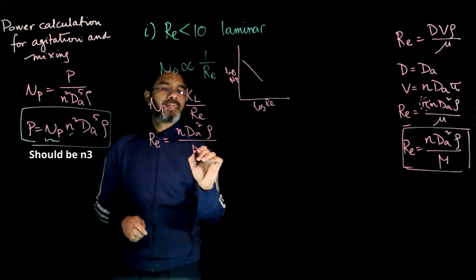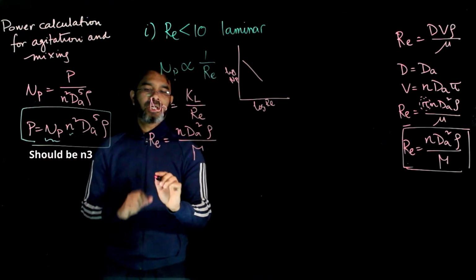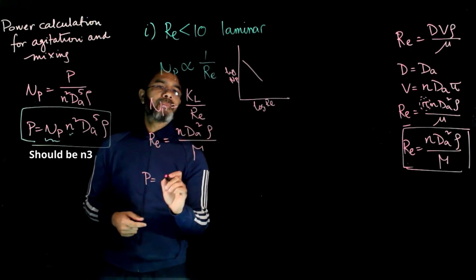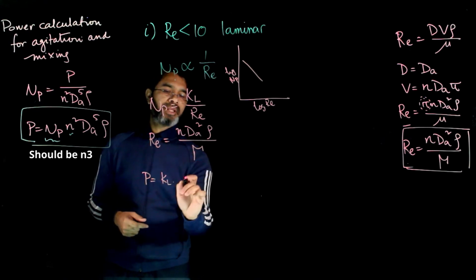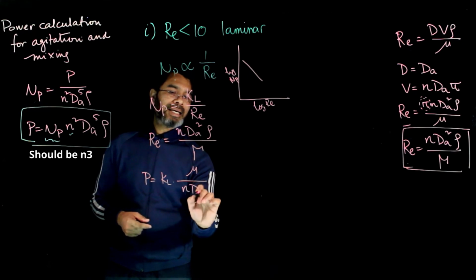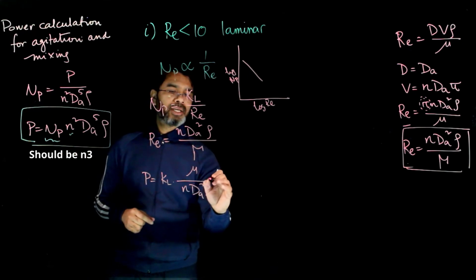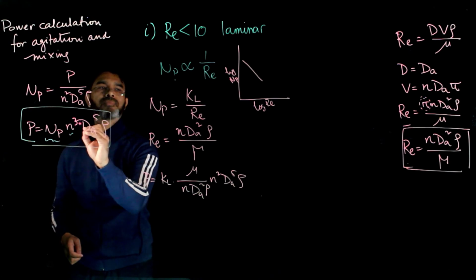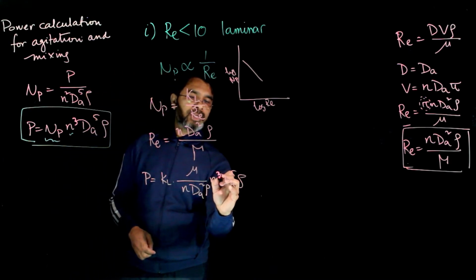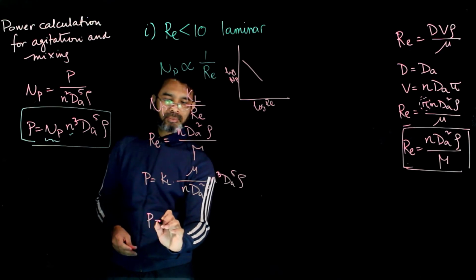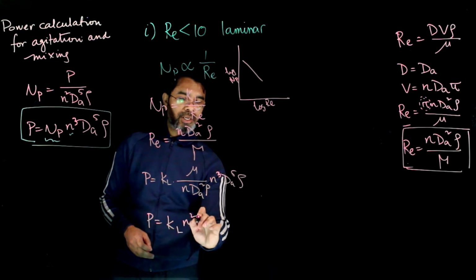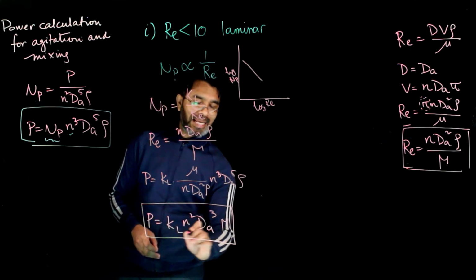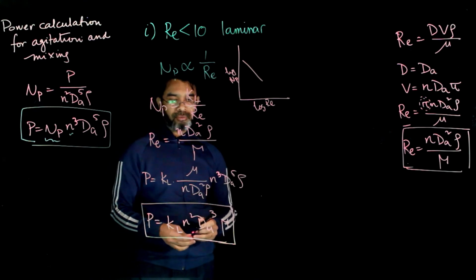So if we plug this into this formulation, we have NP to be KL over Reynolds number. So we'll have KL times the inverse of this. It will be mu over N dA squared rho times N squared dA by rho. So this should be N cube. So this should be N cube as well. So we'll have P equals KL N squared dA cube mu. So that's the expression for laminar flow, where this KL data is available for laminar flow conditions.